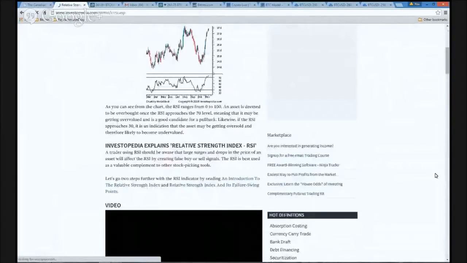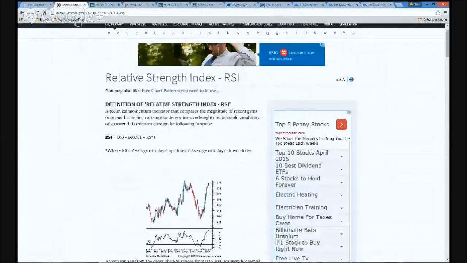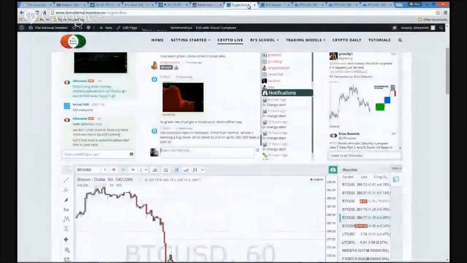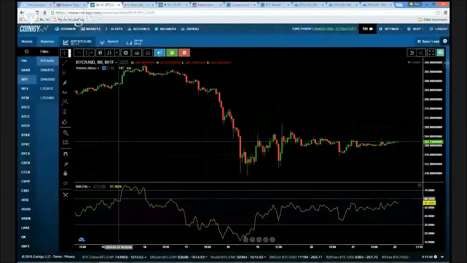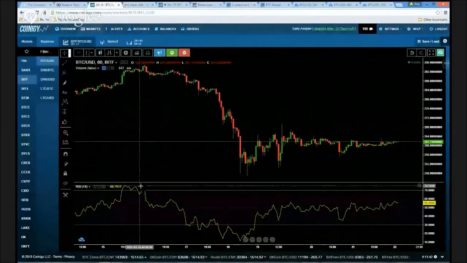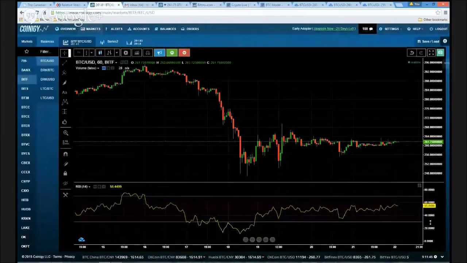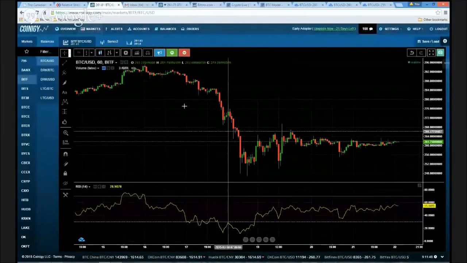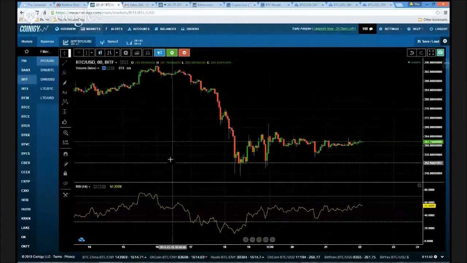But understand that basically it is just an oscillator. And here's the mathematical formula for figuring it out. But in essence, it's just simply an oscillator that moves as the asset moves through its cycle from overbought to oversold levels as the price of an asset moves up and down through its life cycle.